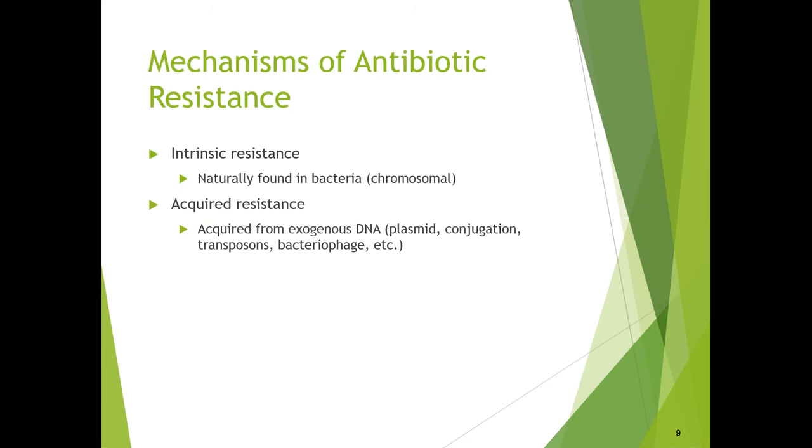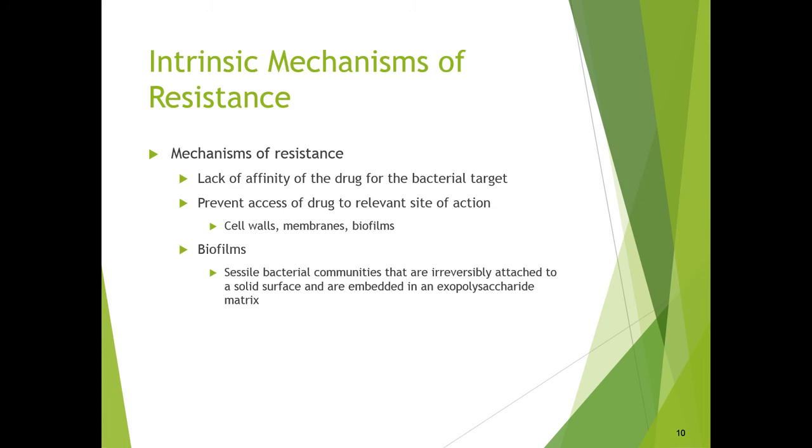Intrinsic resistance and acquired resistance, again, we talked about that just a minute ago, whether it's in the bacterial DNA or did it acquire it from an outside source. There are a lot of different mechanisms for acquiring this resistance. Maybe the bacterial target for the drug, maybe it doesn't bind very well, so it lacks affinity for the drug. If the drug can't bind to the organism, then it can't get inside and do what it needs to do to kill the organism. It can prevent access of the drug to the site of action.